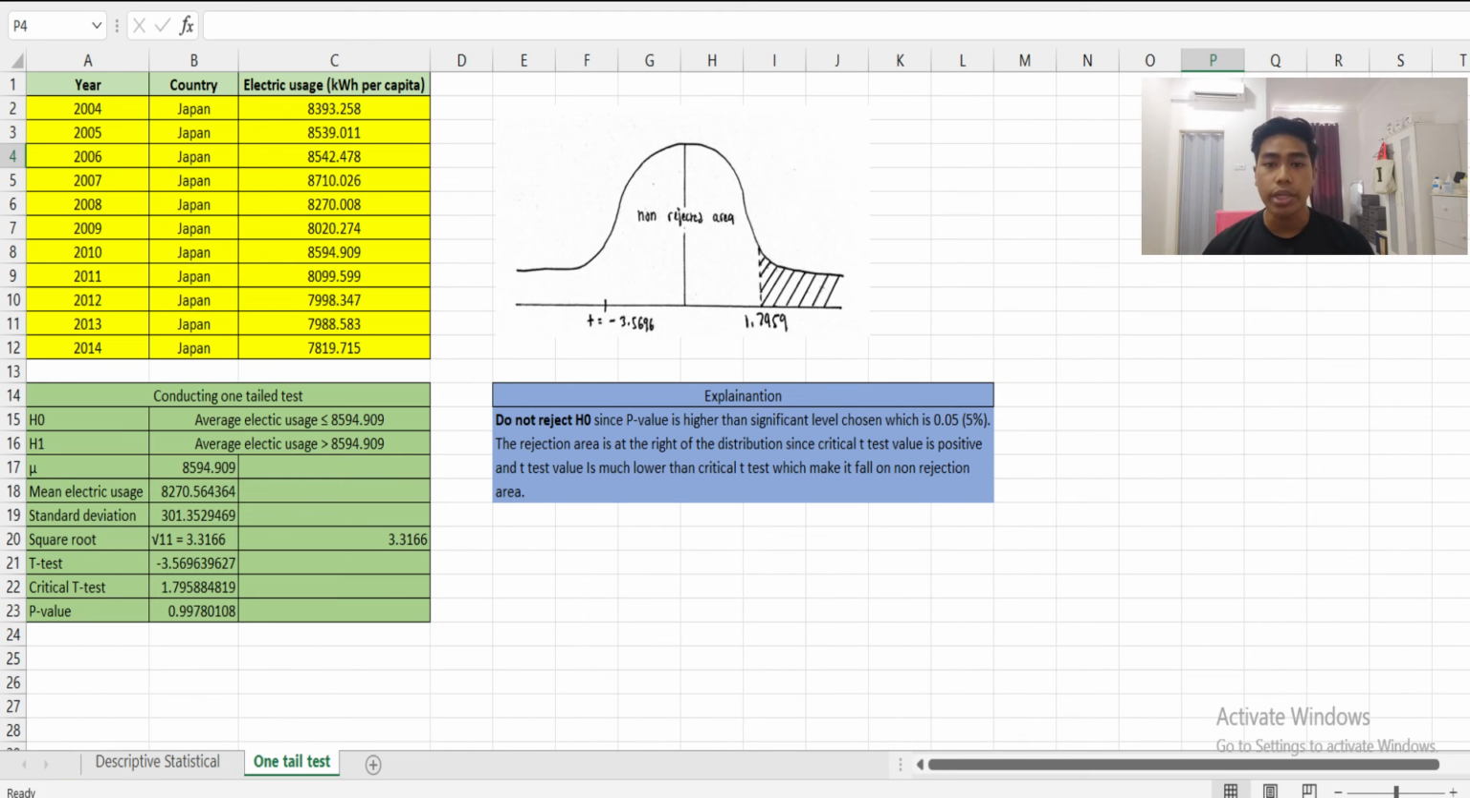The last step is drawing the conclusion. Based on my calculation and observation, the t-test value falls in the non-rejection area and the p-value is higher than the significance level. So the conclusion that I can make is to not reject the null hypothesis, H0, since all the evidence shows it is correct. I think that's all from me.